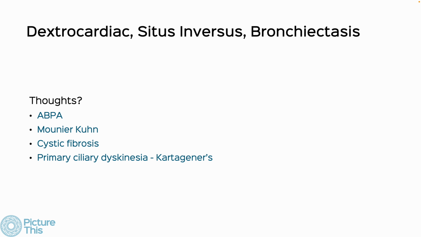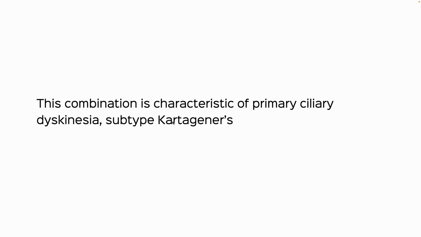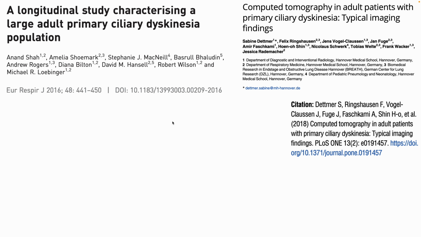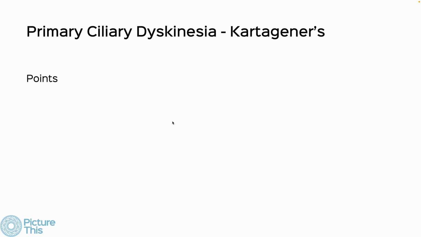So my question would be, what do you think this is? Is this ABPA, Mounier-Kuhn, cystic fibrosis, or PCD? And this combination is characteristic of PCD, the subtype being Kartagener. So that term is typically no longer used in most publications. Whatever I'm going to say now has been taken from these two publications.